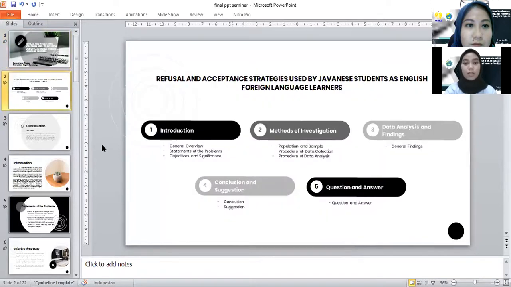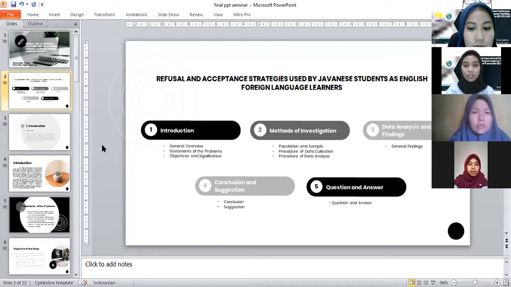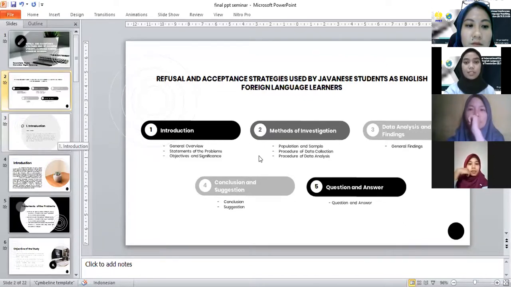My presentation will be divided into 5 parts. The first one is introduction, which includes general overview, statement of the problem, objective, and significance. The second is methods of investigation, including population and sample, procedure of data collection, and procedure of data analysis. The third is data analysis and findings, including general findings. The fourth is conclusion and suggestion. The last one is question and answer. Okay, let's move to the next slide.